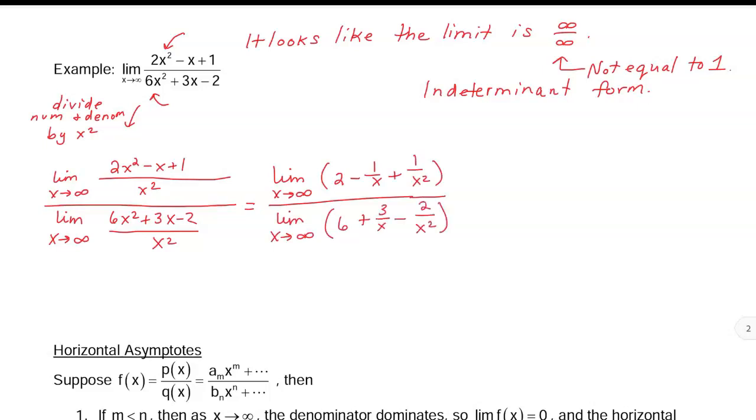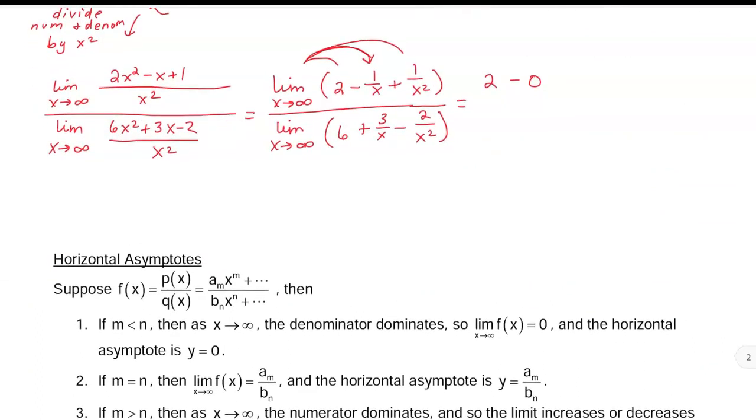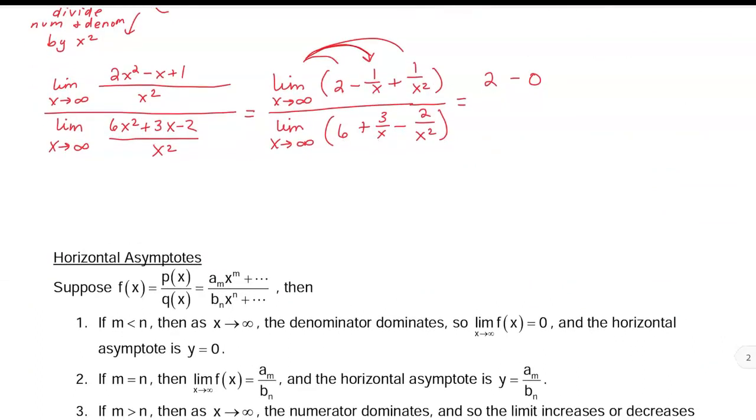And now applying the limit law, I can take the limit of each of these terms. So the limit as x approaches infinity of 2 is just 2. And then the limit as x approaches infinity of 1 over x, we just learned, is 0. So that was from an example up above. And then the limit as x approaches infinity of 1 over x squared, that's going to equal 0 also. So we get 2 minus 0 plus 0 in the numerator.